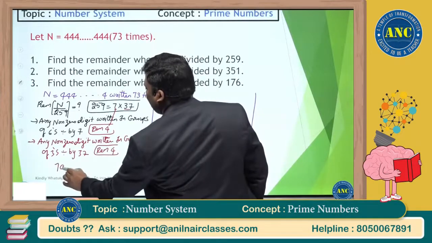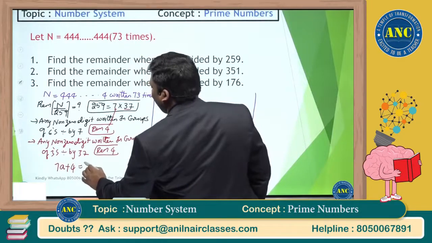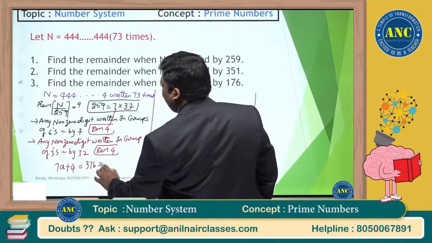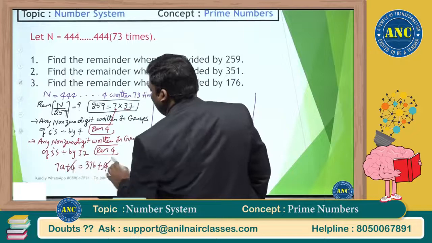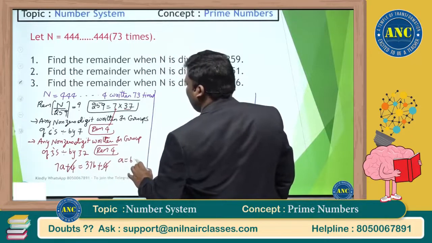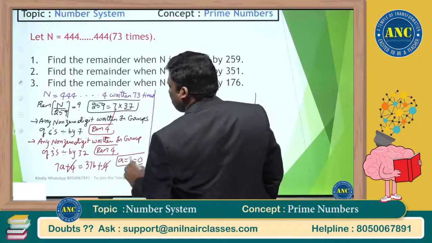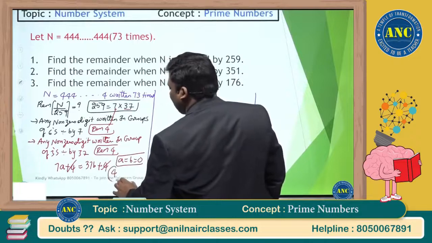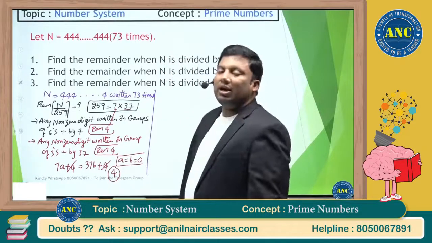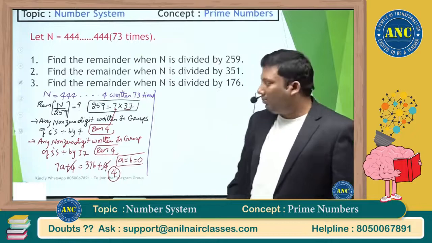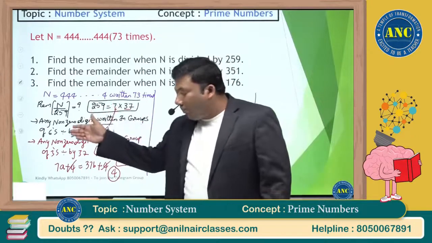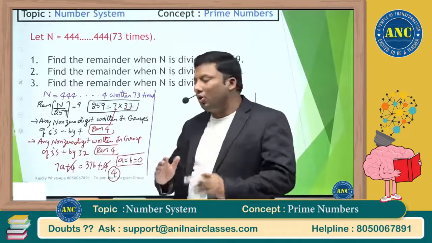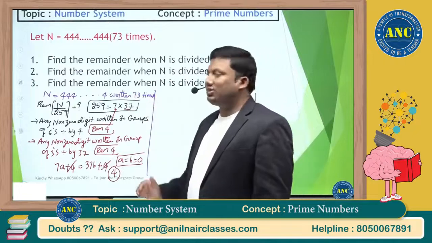So, when divided by 7, remainder 4. When divided by 37, remainder 4. The lowest possible is when A and B both are zeros: 7 into 0 plus 4 or 37 into 0 plus 4. Remainder will be 4. These are the two important key points you should know. Thereby you can say the answer in seconds.